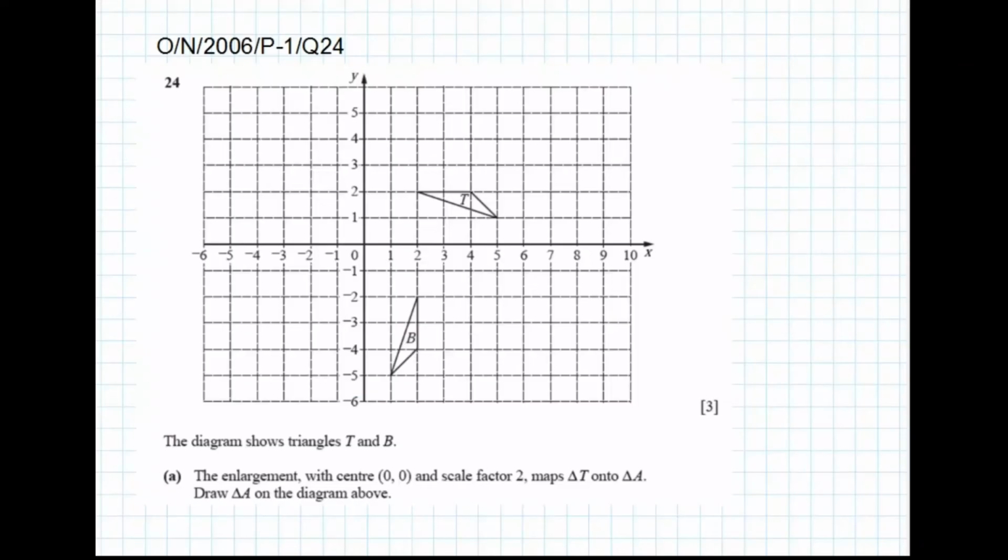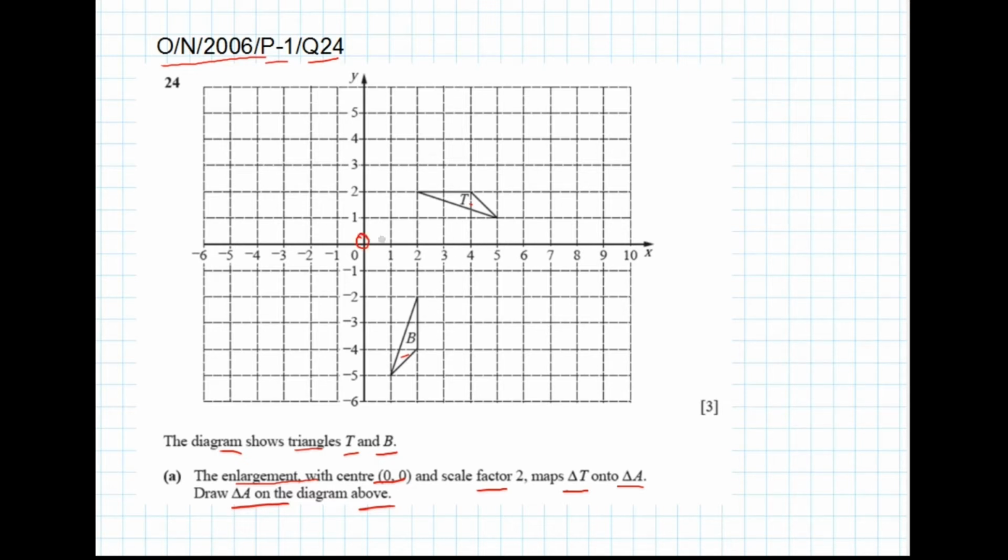Now we are going to solve the past papers. It is October-November 2006, paper 1, question number 24. The diagram shows triangle T and triangle B. The enlargement with center (0, 0) and scale factor 2 maps triangle T to triangle A. Draw triangle A on the diagram above.